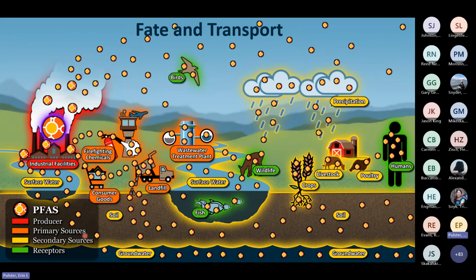And then we have the secondary sources, so soil, groundwater. Secondary sources meaning they've entered our soil and our sediments, and now they can enter into our receptors such as wildlife and humans. So as I mentioned, PFAS is pretty much everywhere. We're finding it in our surface water. We find it in deep water. We find it in fish, soil. Pretty much every environmental media has had PFAS detected globally.